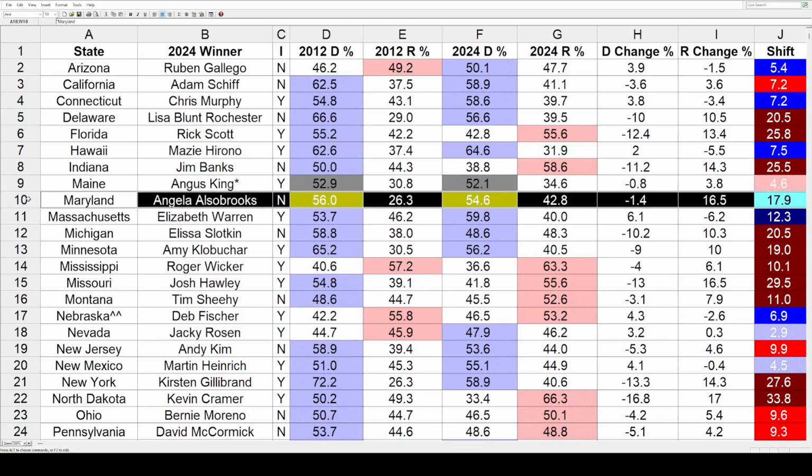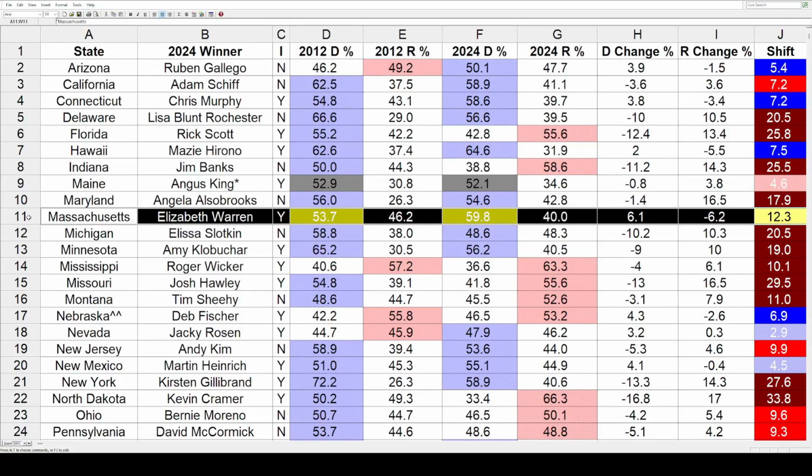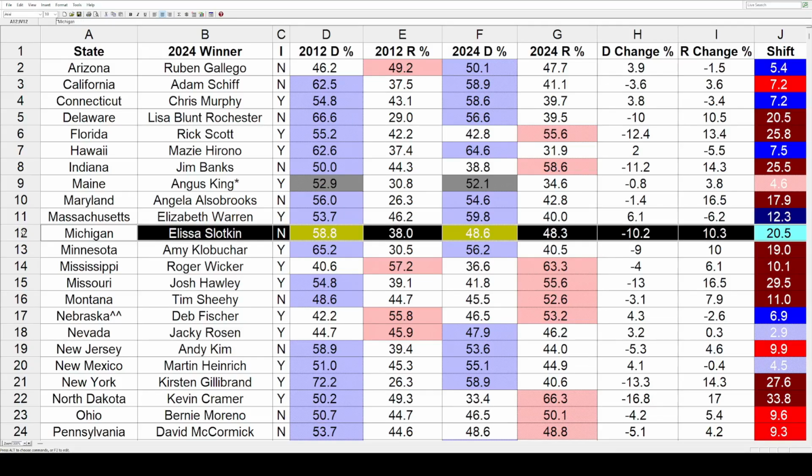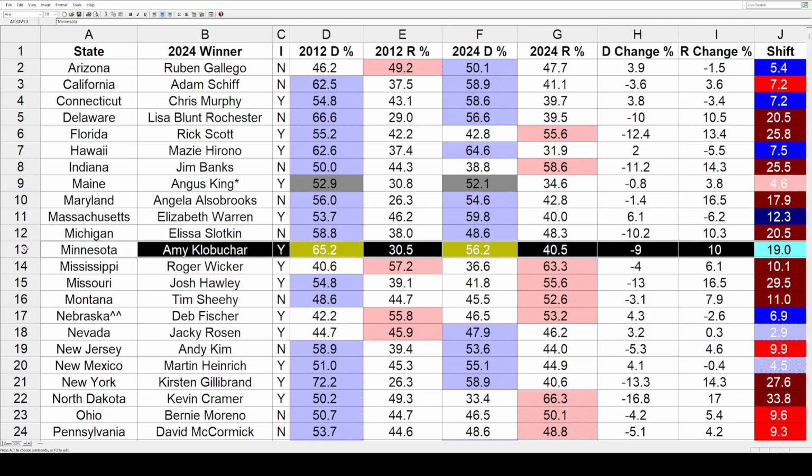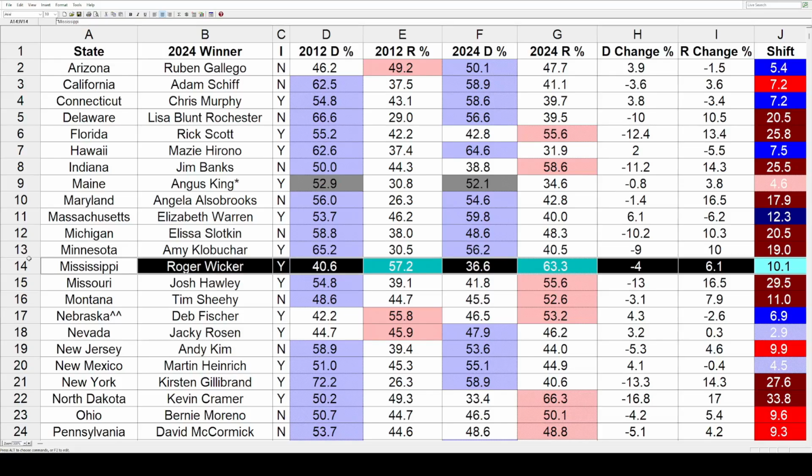In Maryland, that state got a lot redder by 17.9. A lot of that was due to Larry Hogan. Massachusetts had the biggest blue shift out of all the states. It's coming off a solid year for the Republicans in that state back in 12. Scott Brown was defeated, but it was not by a landslide. Since then, it's moved 12.3 toward the left. Michigan, a massive shift toward the right of 20.5. In Minnesota, similarly massive at an even 19. In Mississippi, a little less massive at 10.1.